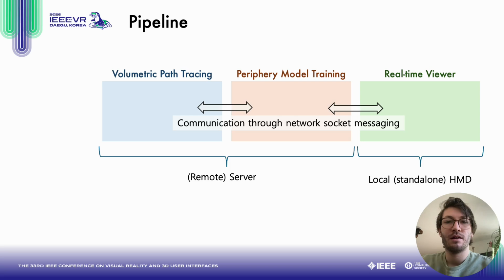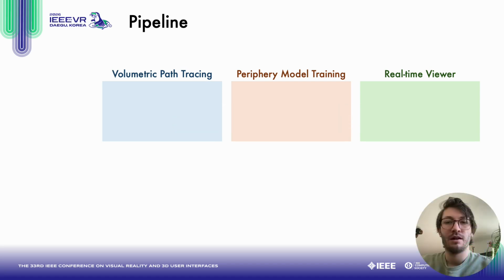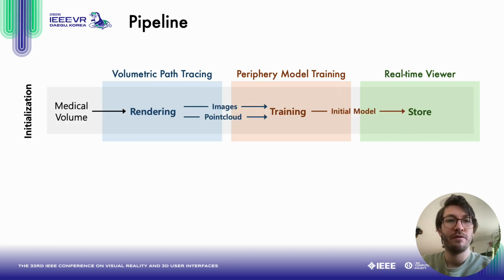Now during viewing, the system basically works in 2 phases. Initially, we need to create the peripheral model. For this, we take the medical volume that we want to view, render training images and a point cloud, train the peripheral model, and store it on the viewer. As we said, this works in under 1 second, or around 1 second.